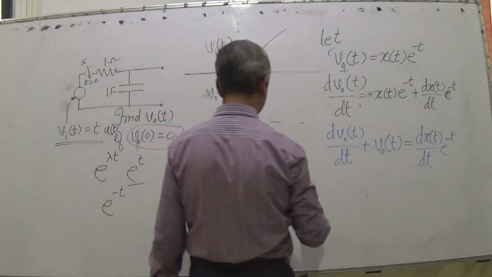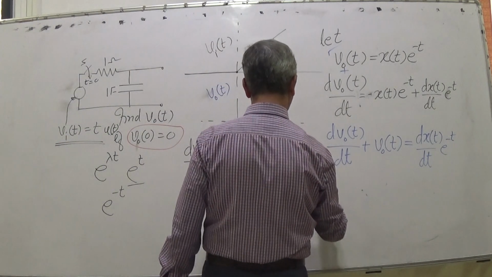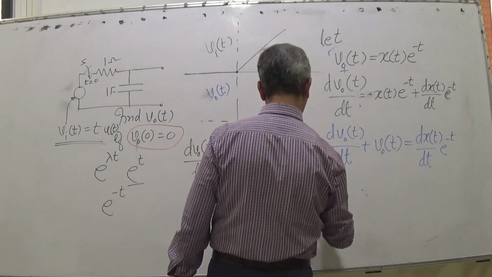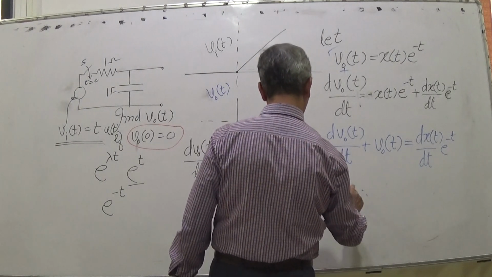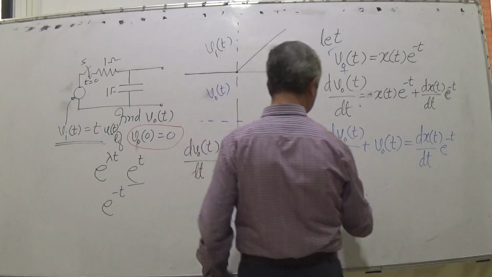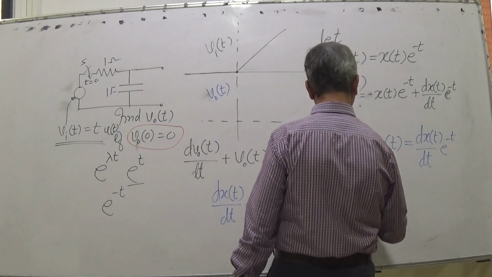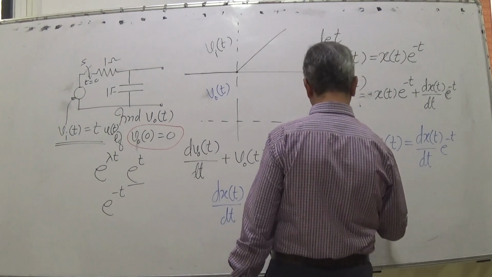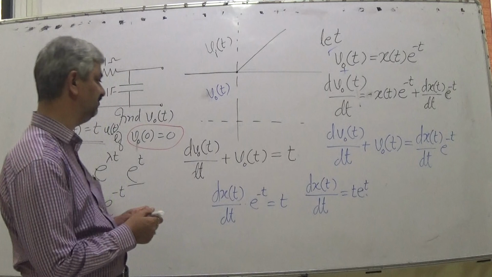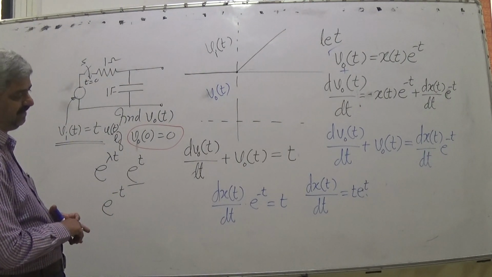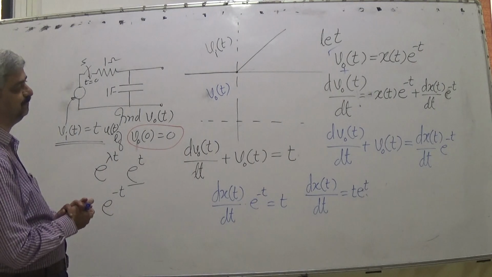Multiply by e raised to t on both sides. dxt upon dt is equal to t e raised to t. dxt by dt is equal to t e raised to t. Right? Is it okay?